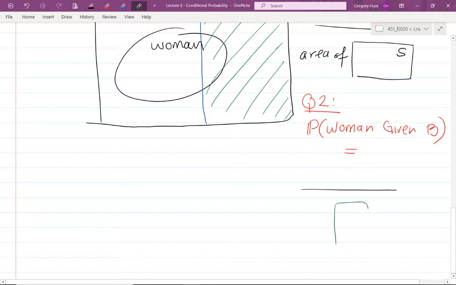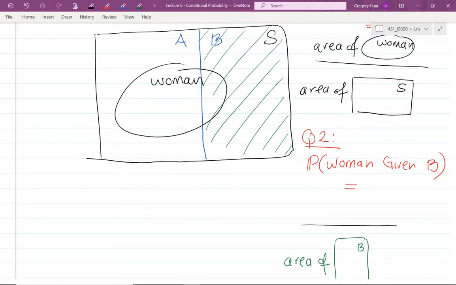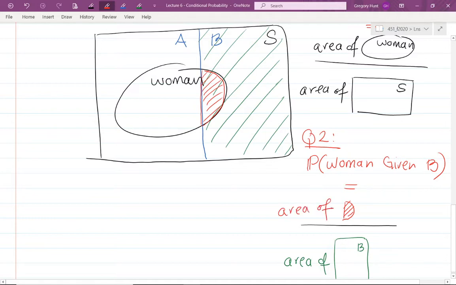And so it's the ratio of the area of B in the denominator, and in our numerator, what we want to look at is among those students in B, how many of them are women, which is going to be this part that I'm going to shade in red here. So it's the area of that partial circle in red divided by the total area of everyone in B.